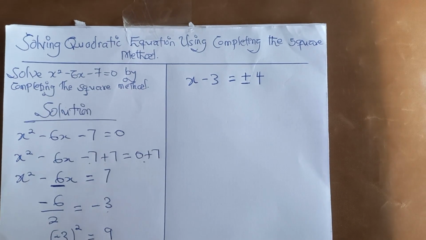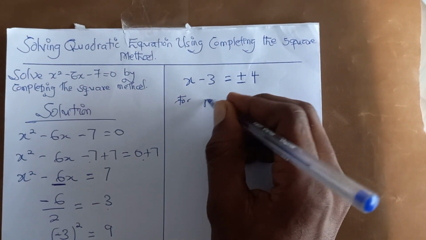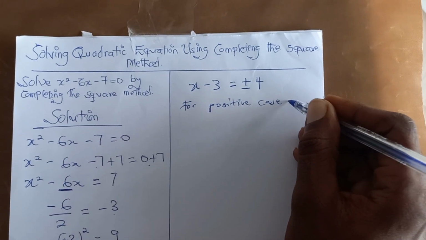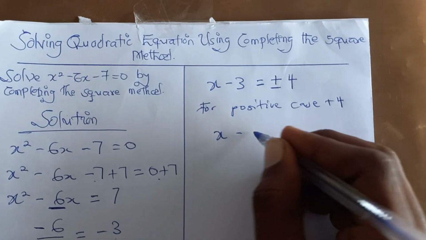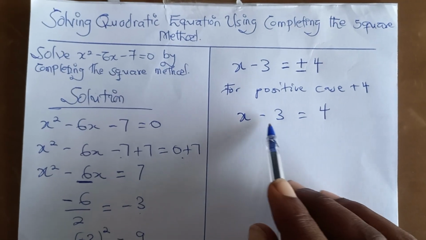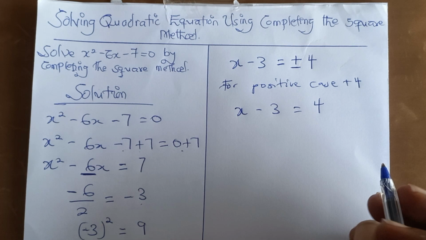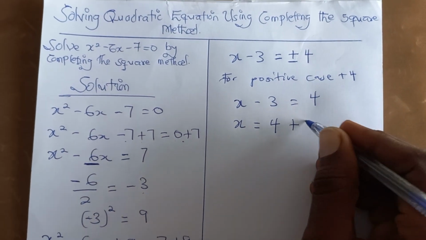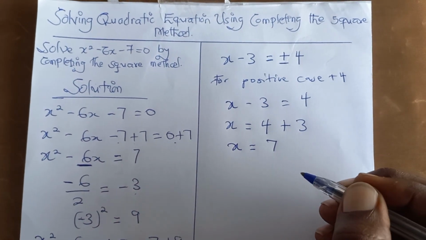So for the positive case, we have plus 4. So we get x minus 3 is equal to 4. Now we can solve this linear equation by sending 3 to the right-hand side. So x is equal to 4 plus 3. So x is equal to 7.